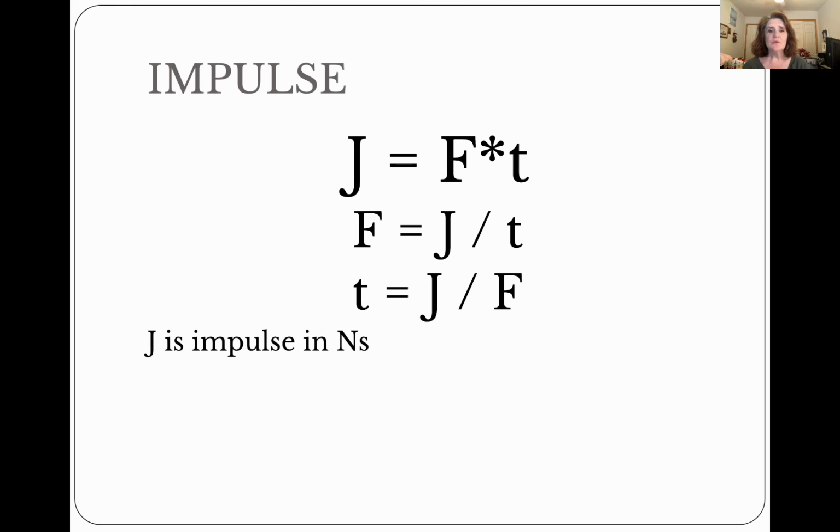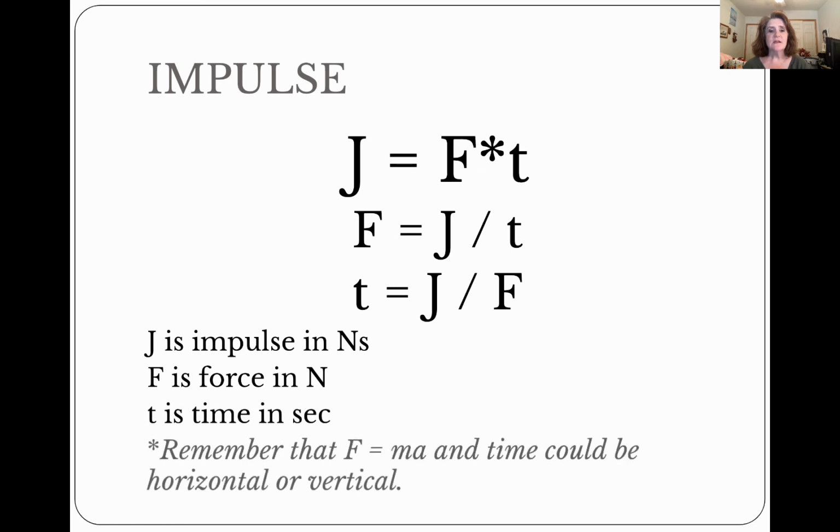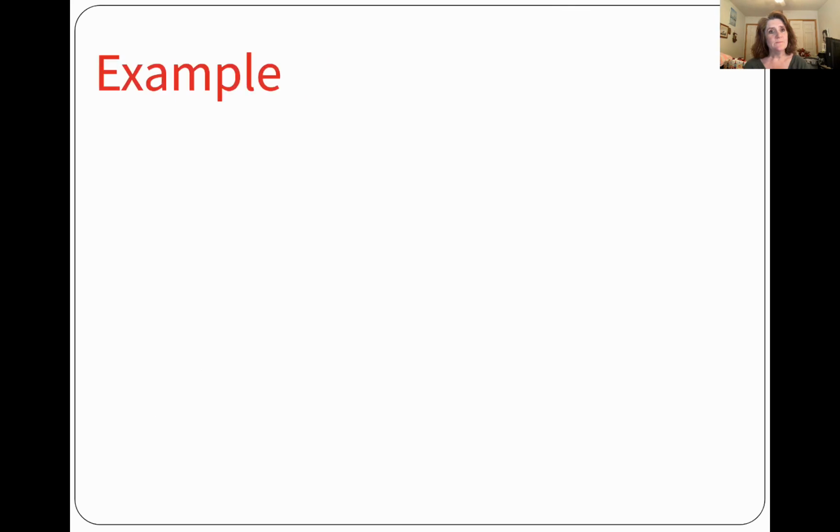J is the impulse in Newton seconds. F is the force in newtons. T is time in seconds. Remember that force is mass times acceleration, and time could be horizontal or vertical.